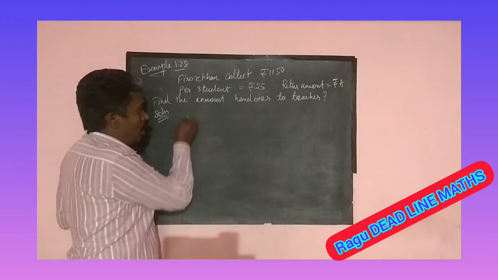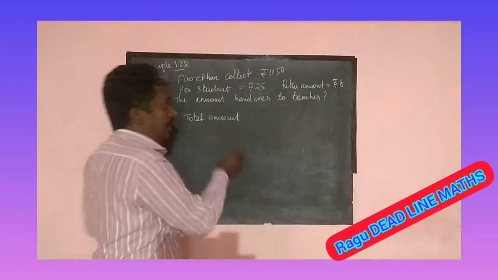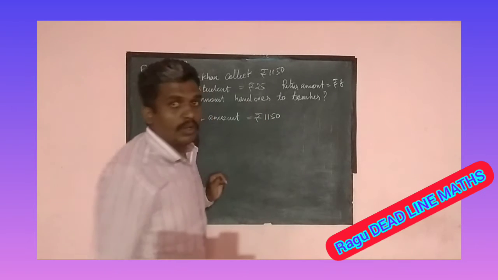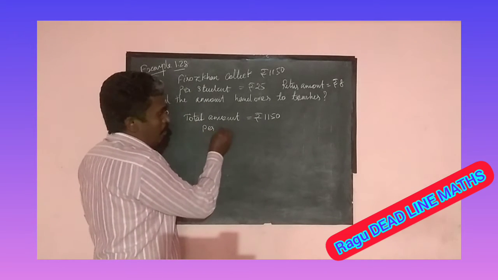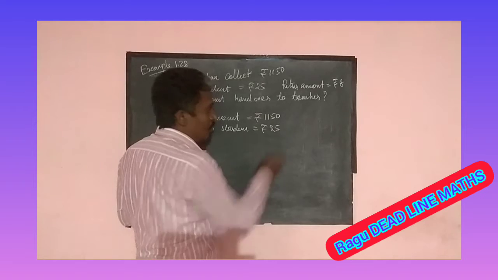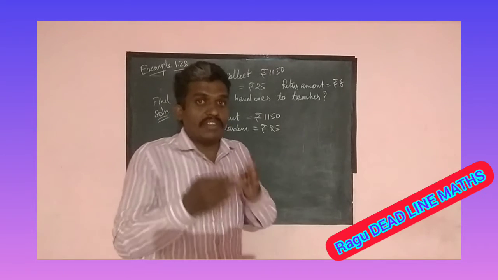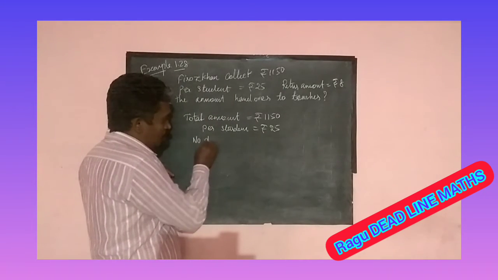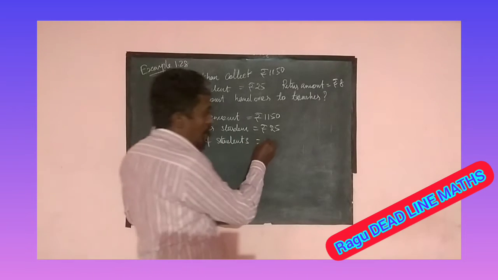First, the total amount he collected is rupees 1150, at rupees 25 per student. We don't know the number of students, so first we will find this. How do we calculate the number of students?